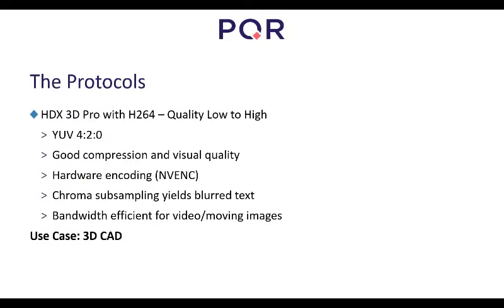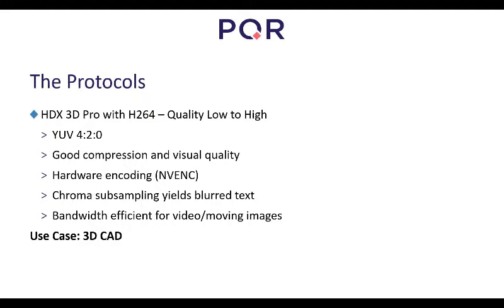Therefore, Citrix created HDX 3D Pro, which uses H264. And you have different quality levels, which only change the quality and reduce the bandwidth. It uses YUV 420, so it does color compression. But it's good compression and visual quality is very good. It can utilize the NVENC engine, even if you're on a server OS, but that adds latency.